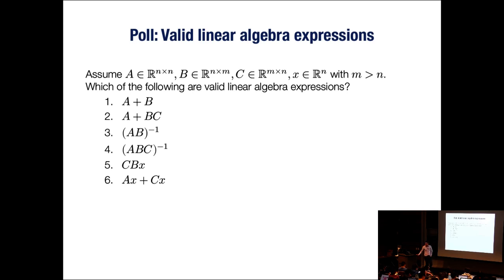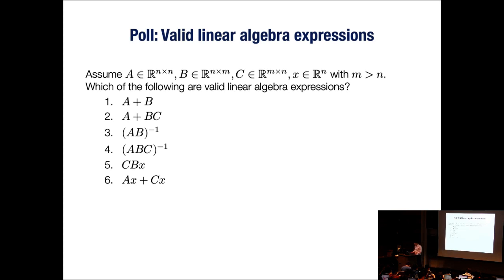The fifth one, why is that not valid? Yeah, so CB is a valid product, but then X is n-dimensional. C times B is m by m, and X is n-dimensional. So you can't even form this product here, all right? And so B times X doesn't mean anything, and so that's not valid.